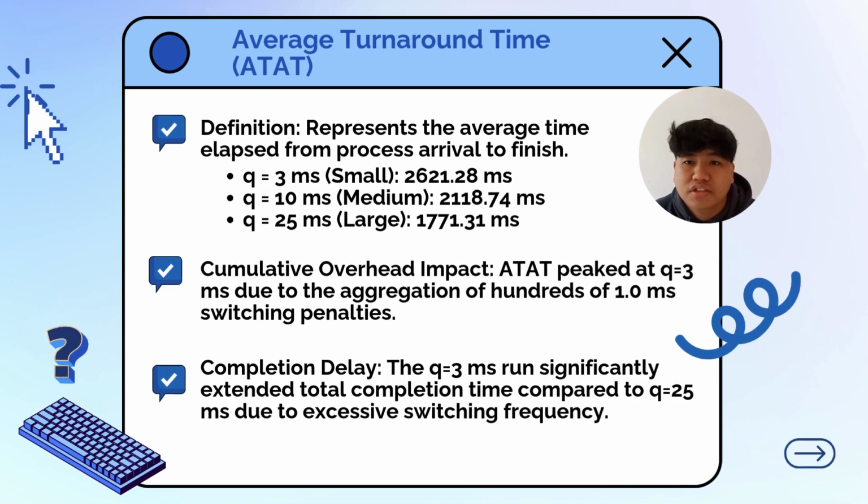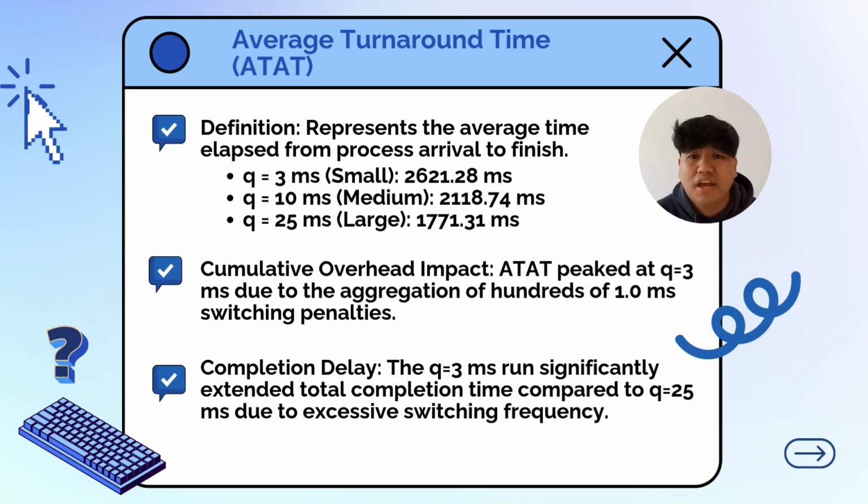Moving on to the average turnaround time, or ATAT. Basically, this metric tells us the average lifespan of a process, measuring the total time elapsed from the moment it arrives in the queue until it completely finishes execution. So right now we can look at our simulation results.